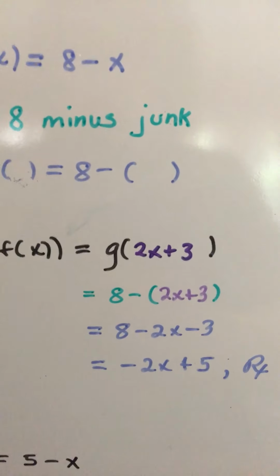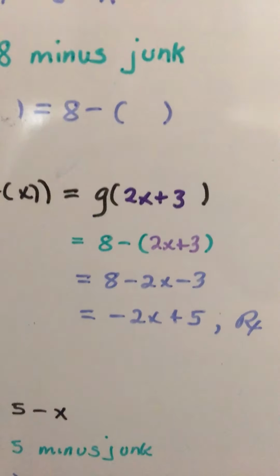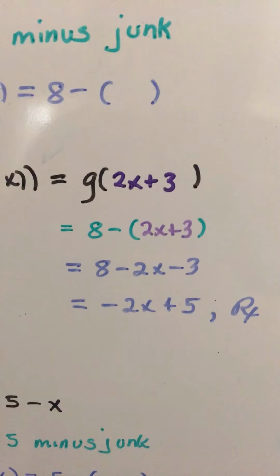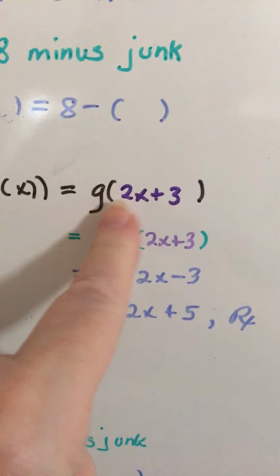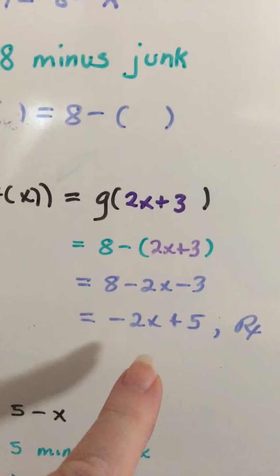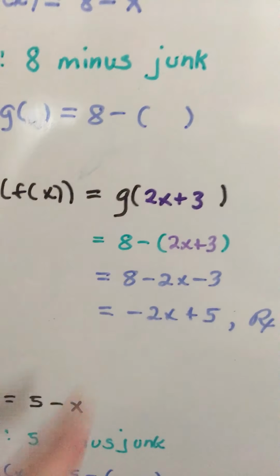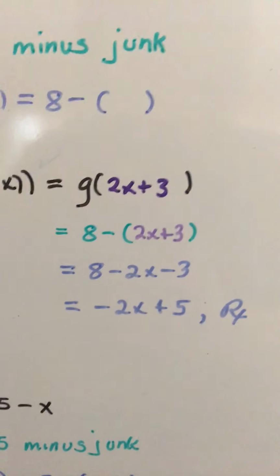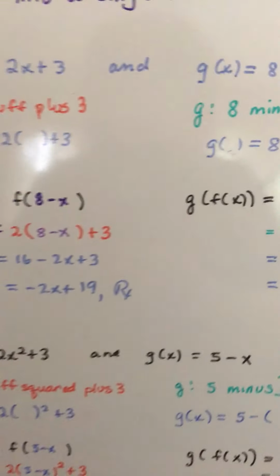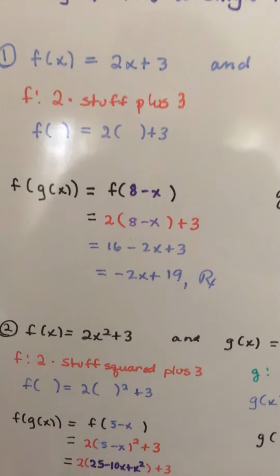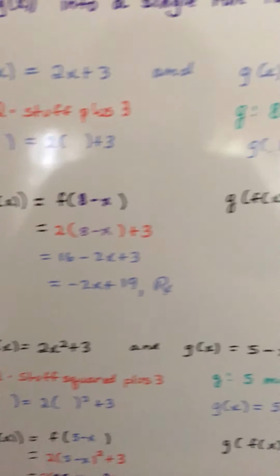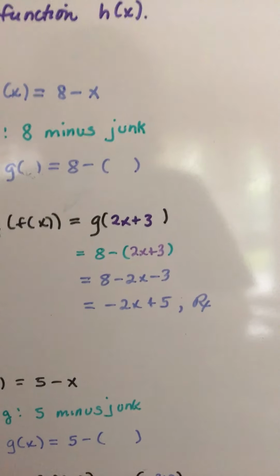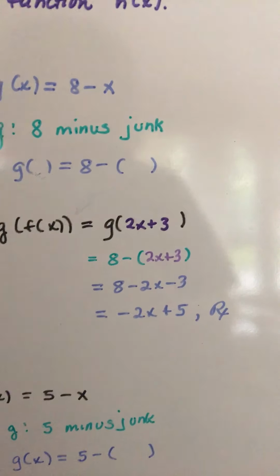Is there more than one term? Yes, there is. So I must have a parenthesis for my junk because I need to subtract both 2x and 3. Or I can just have thought the parenthesis process. I distributed and my domain was still the reals. I'm not doing anything tricky with domain. So notice this function is negative 2x plus 19, and this one is negative 2x plus 5.